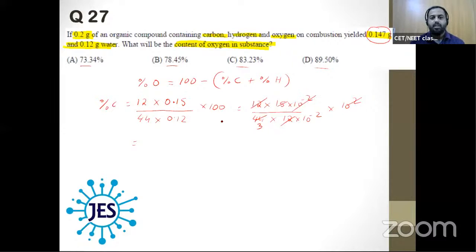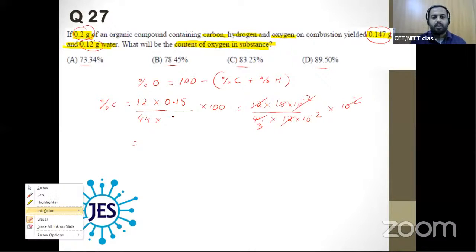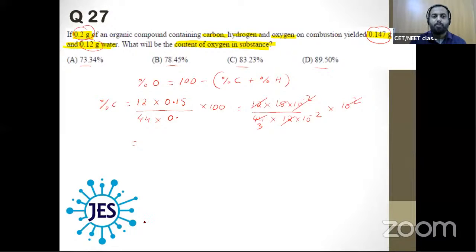12 into 0.15 that I have taken as 15 into 10 power minus 2. That's fine. Divided by, okay, one small mistake. What is it? I have taken the mass of water. It must be the mass of the organic compound. Let me correct it. One second. I'll erase this. This should not be 0.12. It must be 0.2. See, you have to be very careful while solving. I took the mass of water here, it must be the mass of organic compound, 0.2. Then how will it change? Let me erase this as well. I'll rewrite it. One second.